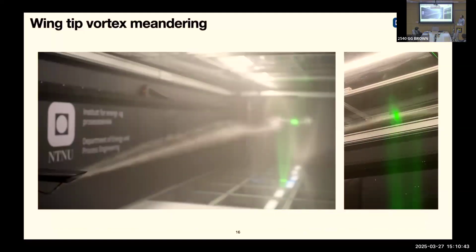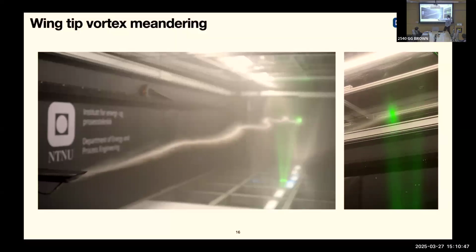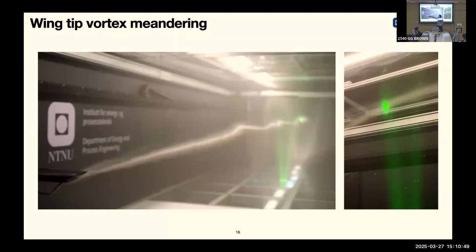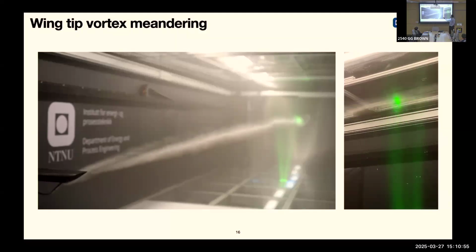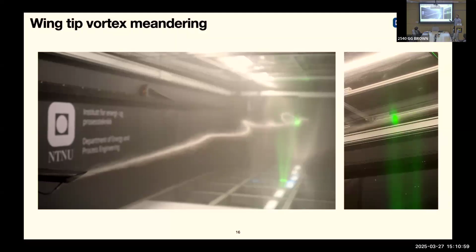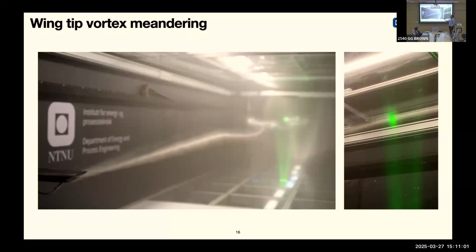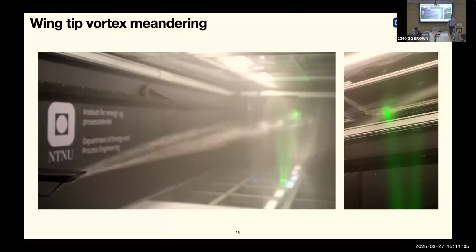The main phenomenon we're going to look at is what's called meandering. This again is just a visualization. We've got smoke coming off the wingtip. This is the wingtip vortex proceeding downstream, and then it starts to meander in the flow once a certain stability condition is reached. You can see here, this is the plane of the vortex, and you see it moving around. So we want to know, if we have more turbulence interacting with this wing, what does it do to that vortex?